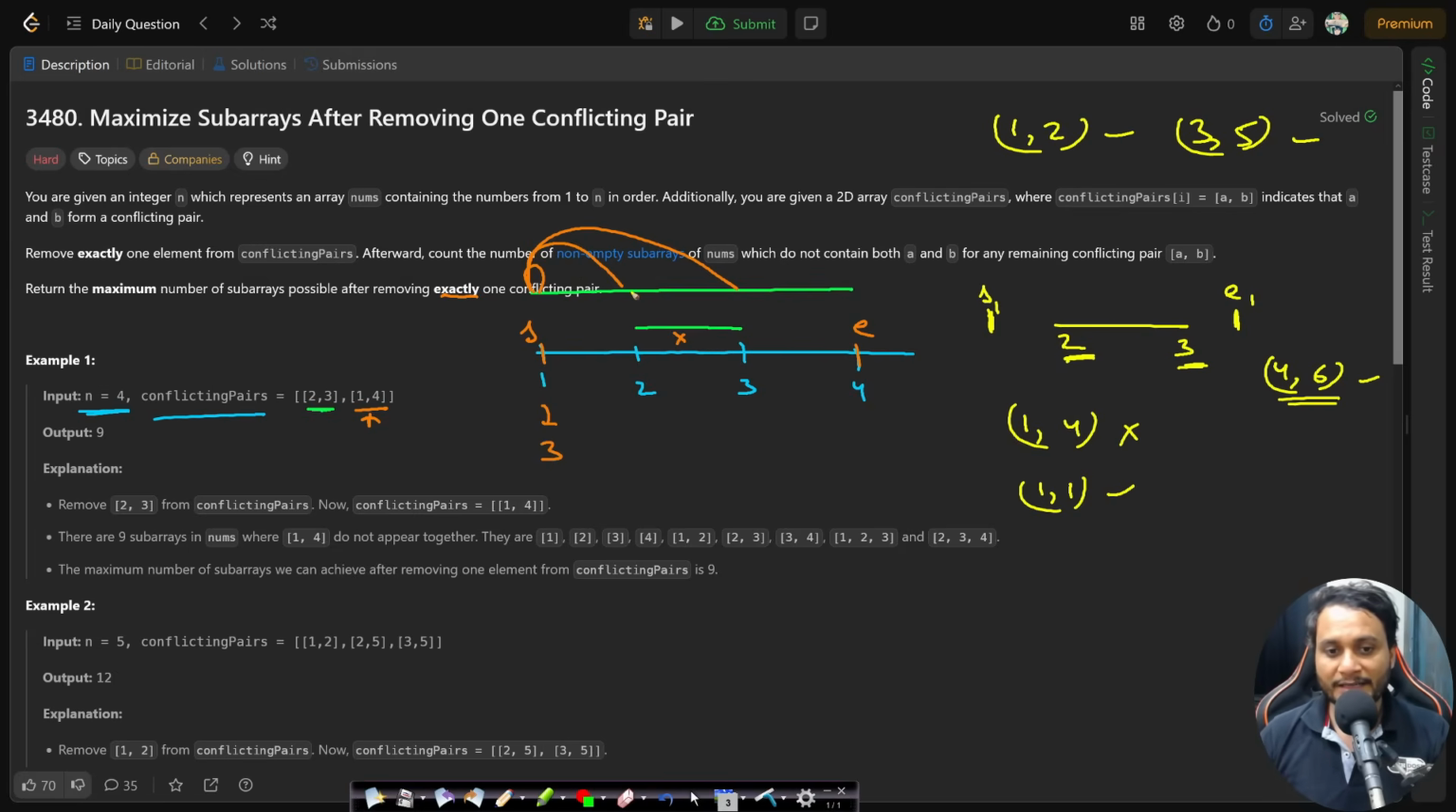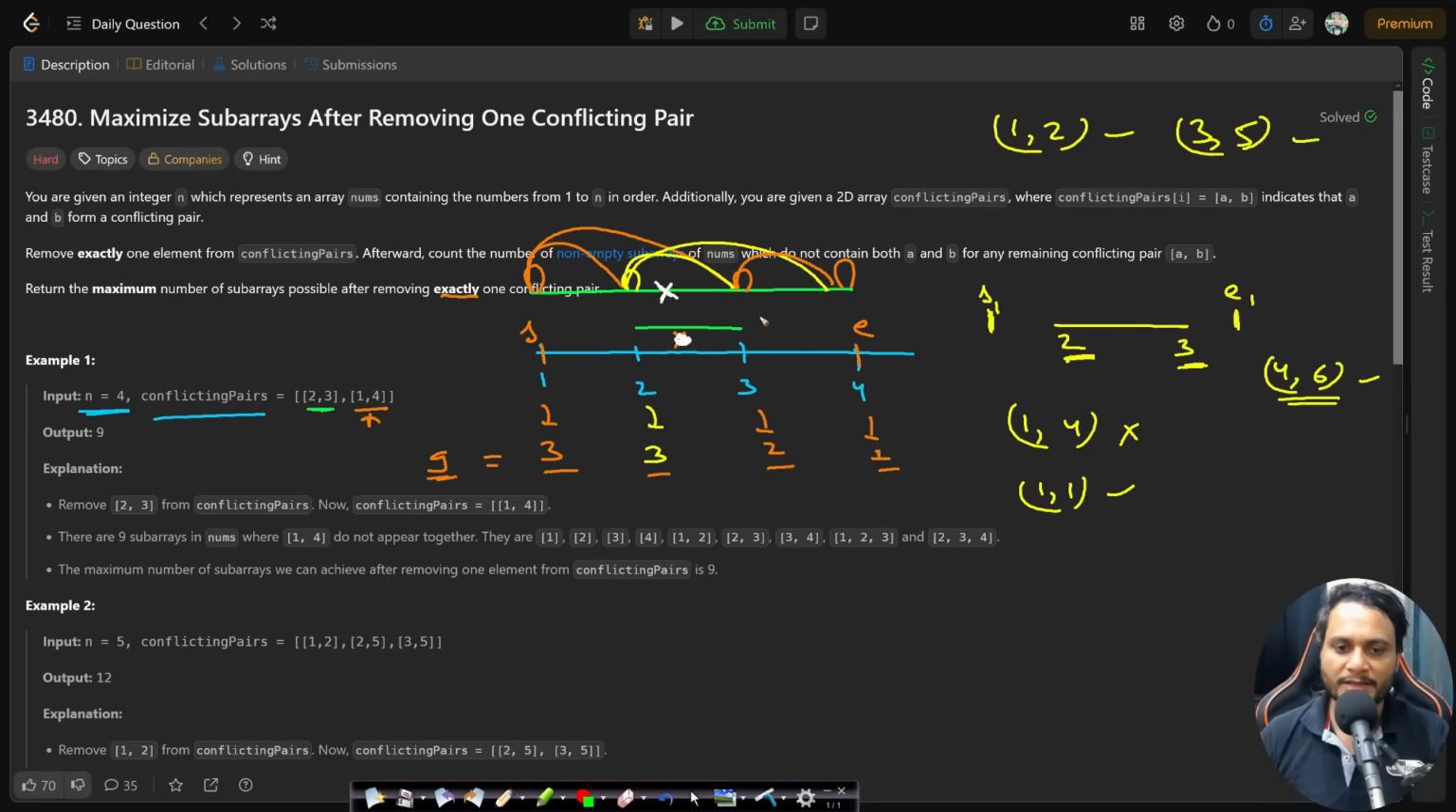Similarly, starting with 2, you can get 2, 2, you can get 2, 3, you can also get 2, 4, because starting with 2, you are not including 1, right? So count is 3. Again, starting with 3, you can get 3, 3 and 3, 4. So 2 count, and starting with 4, you can get 1 count. So the total valid subarrays you get is 3 plus 3, 6, plus 2, 8, plus 1, 9, after removing the smaller conflicting pair.